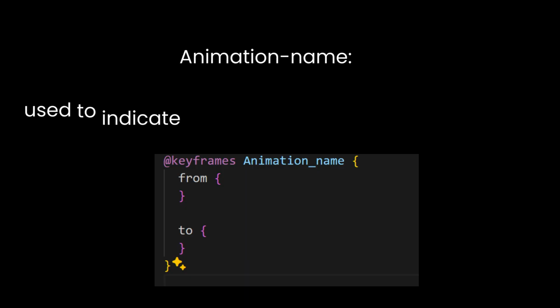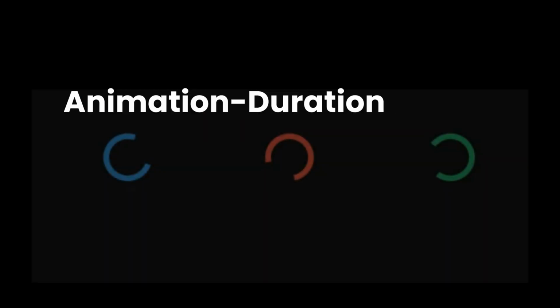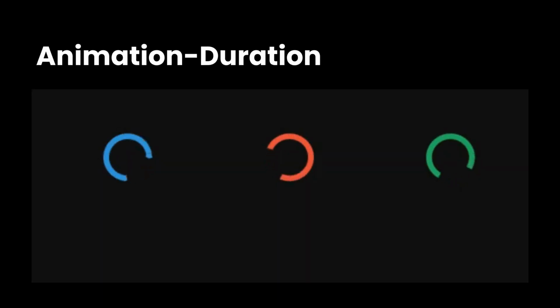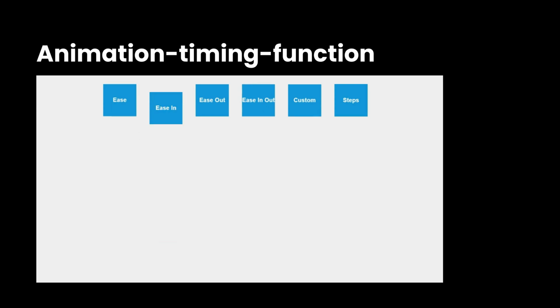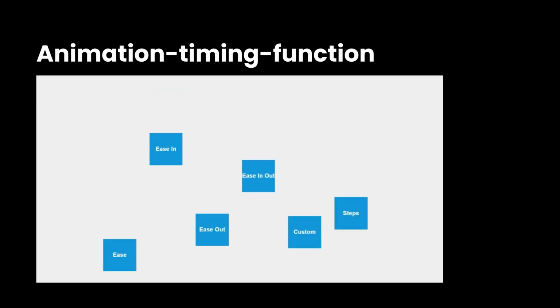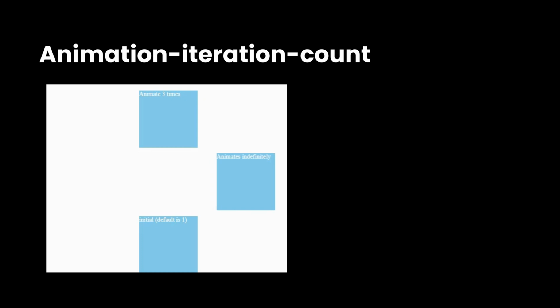Animation name is used to indicate the specific animation to apply to an element. Animation duration defines the duration of time required for an animation to execute a full cycle. Animation timing function defines how an animation progresses through its keyframes over time. You can use timing functions like ease-in, ease-out, or create your own timing function using the cubic-bezier property. Animation delay specifies the amount of time that an animation needs to wait before starting. Animation direction determines how an animation should play. Animation iteration count sets the number of times an animation should play.